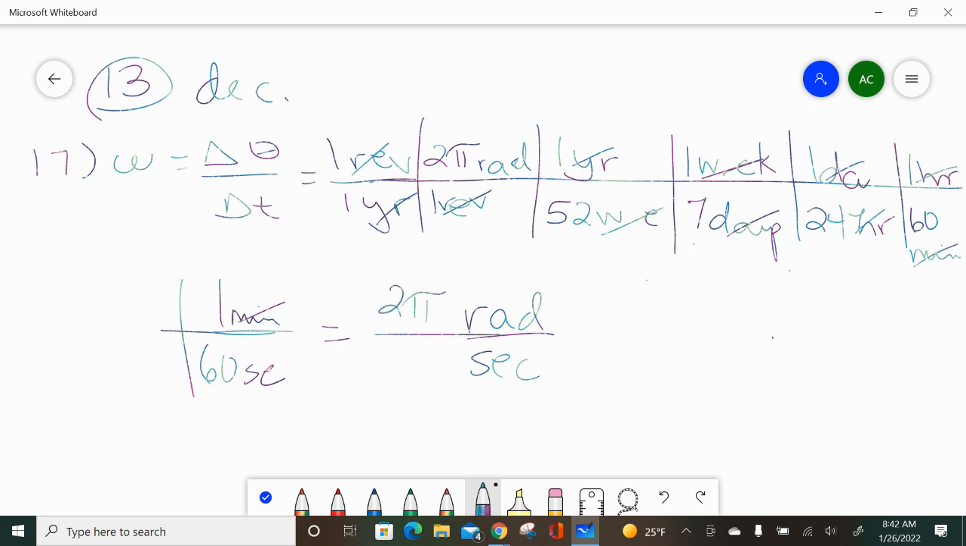All right, so this is what your setup should look like. This is what's going to keep you from getting confused with a long problem like this. If you write out your steps, write out your unit multiplier, that's the point of using them, because I can very easily see that I got rid of my revolutions, my years, my weeks, my days, my hours, my minutes, and I'm left with radians over seconds, which is what I'm supposed to get.